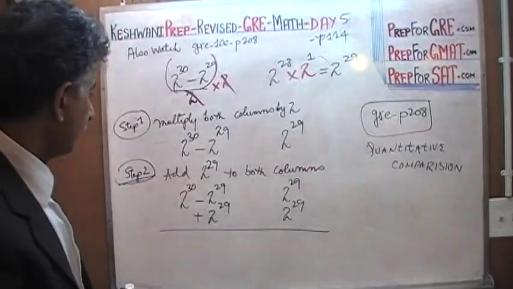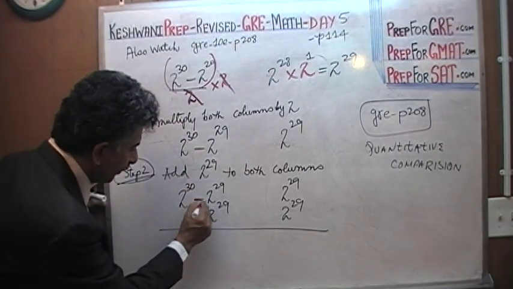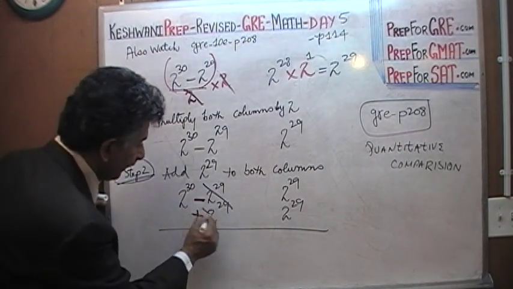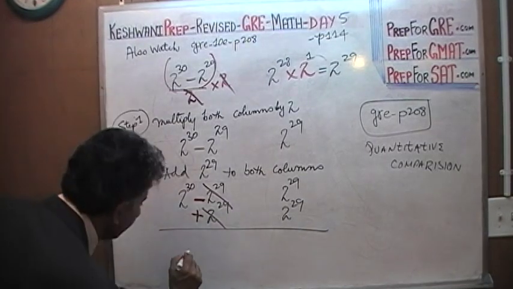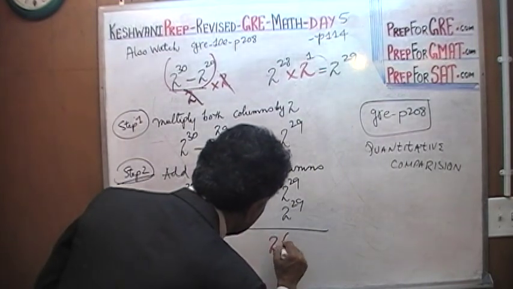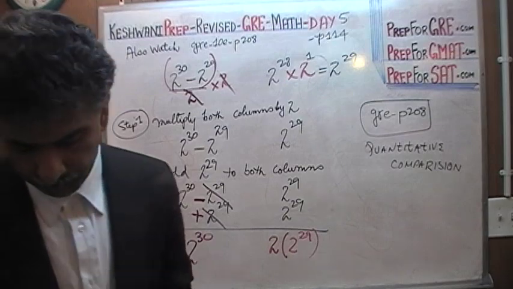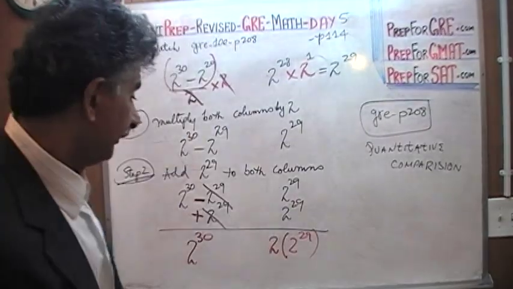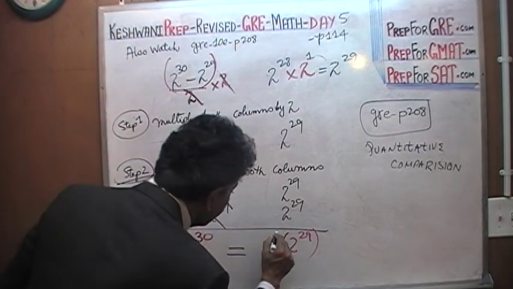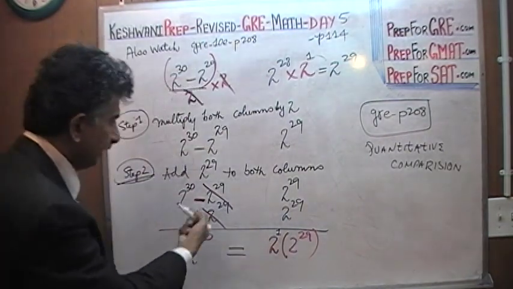Well, when we add 2 to the 29th to both columns, there is a positive quantity here, 2 to the 29, here is a negative quantity, 2 to the 29, and here we have a positive quantity, 2 raised to 29. They cancel out. And here we are left with 2 to the 30th, and here we are left with 2 times 2 to the 29th. 2 times 2 to the 29 is the same as 2 to the 30, because here is 2 to the first, and 2 to the 29, you add the powers, which is the same as 2 raised to 30, and there you go, that's it.